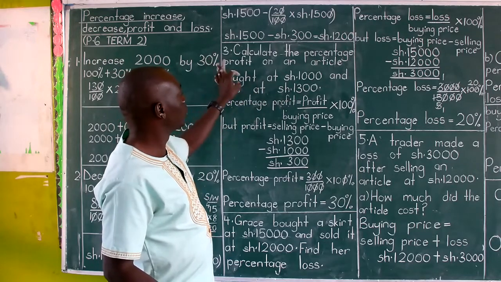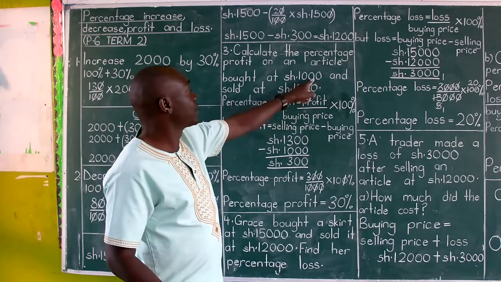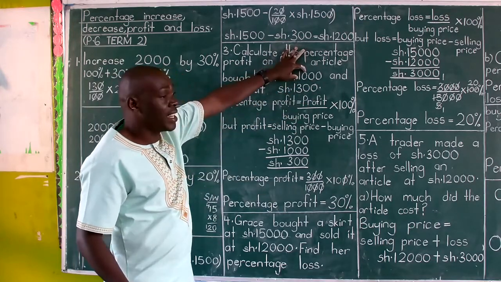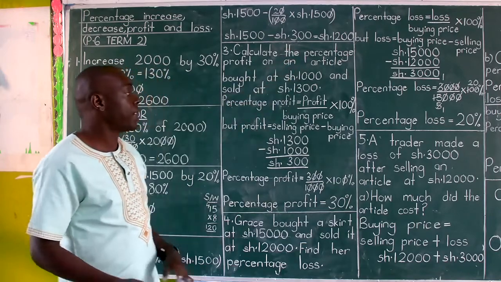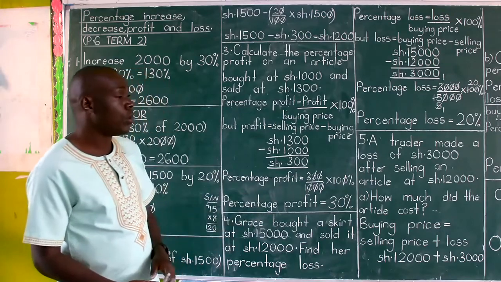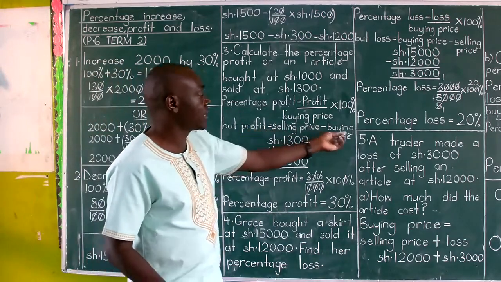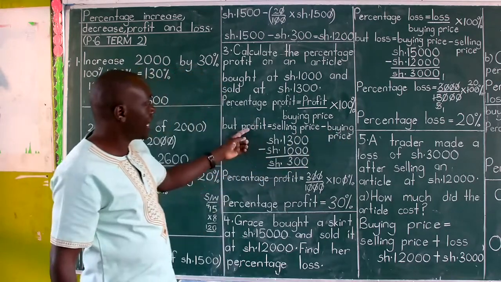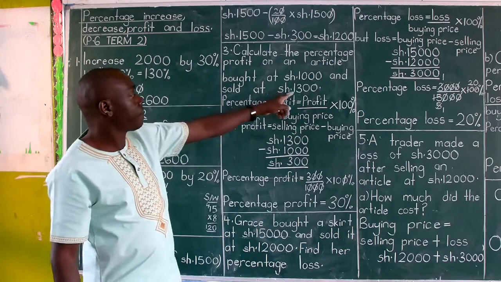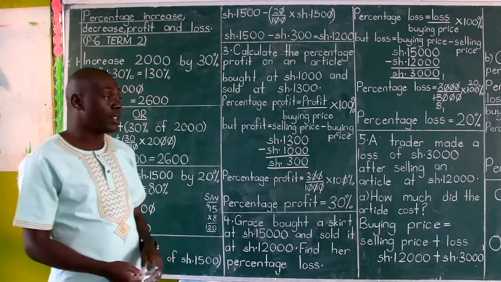So, an item or an article or a commodity or a good was bought at 1,000 shillings and sold at 1,300. So this is the buying price, that's 1,000, and this is the selling price. Indeed, we don't have the profit. So we know how to find the profit. You say profit equals selling price minus buying price, where selling price is 1,300 shillings and the buying price was 1,000 shillings.